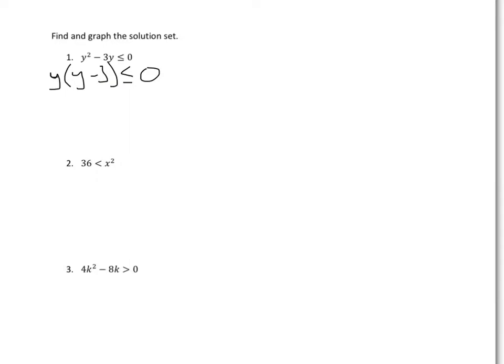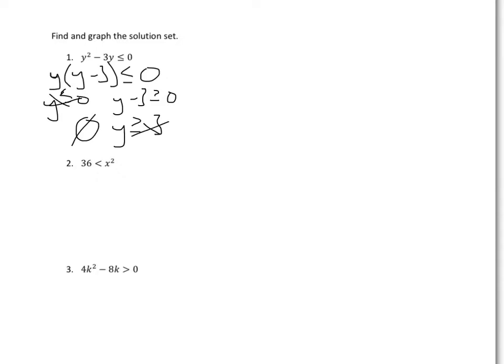Okay, so either we have to have y is less than or equal to 0, and y minus 3 is greater than or equal to 0, okay, in which case y has to be greater than or equal to 3. Now, is there any time, ask yourself, is there any time that you can have y less than or equal to 0 and greater than or equal to 3? No, that doesn't make any sense. Right? You can't be both less than 0 and greater than 3. So that's no solution, okay, for that case.